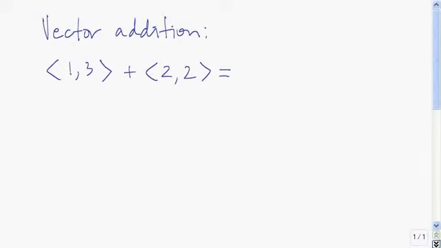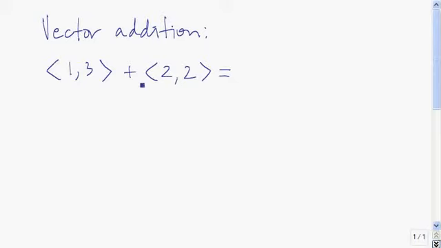In this video, I'm going to talk about various operations with vectors. So I'll start with vector addition. Algebraically, the way we add two vectors is we start with their component forms, and then we just add component-wise.